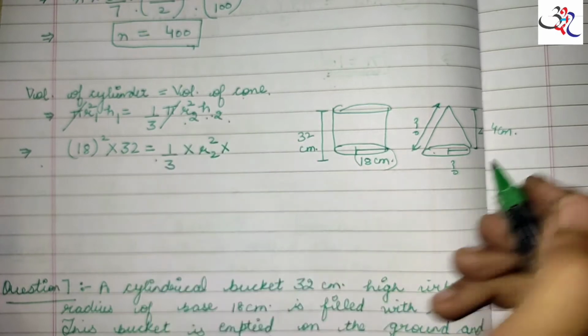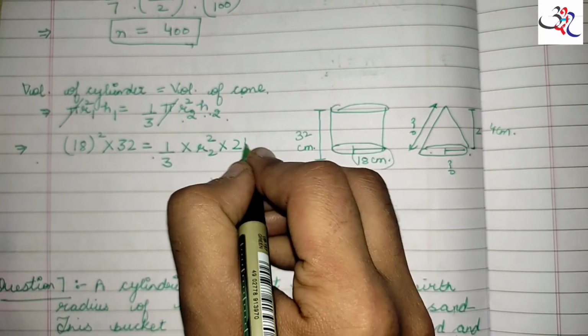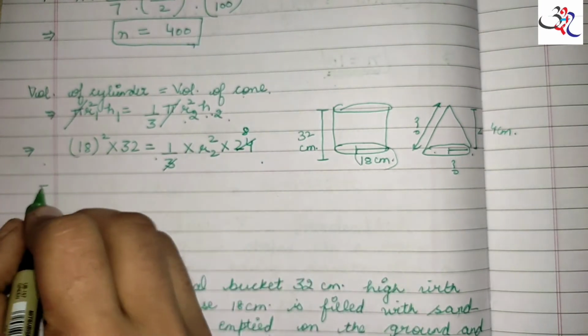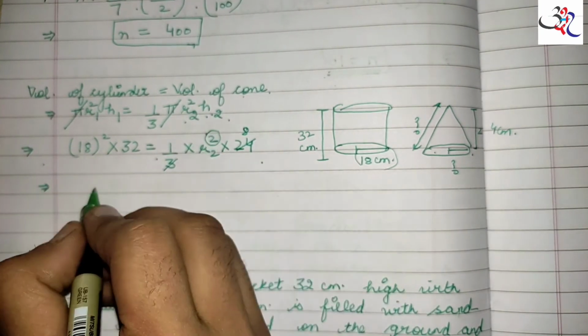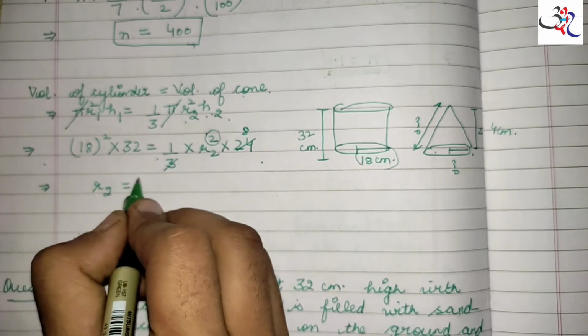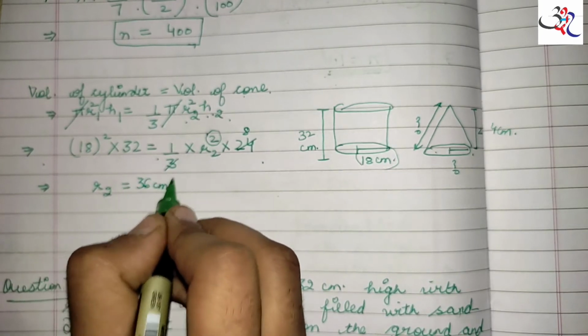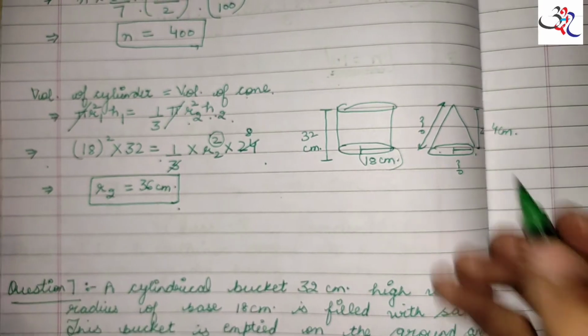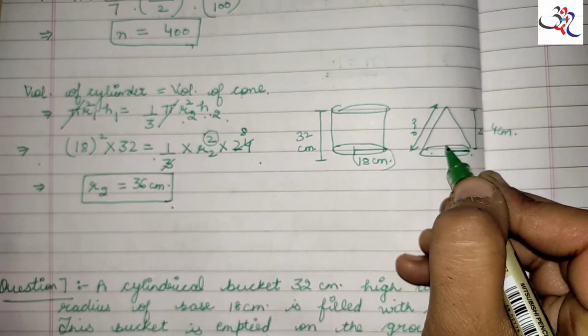And into H2. H2 is what? H2 is my 24. So once you solve this and take the under root value, you will get your value as R2 is equal to 36 centimeter. Okay, one part is done. We have found the radius of the cone.